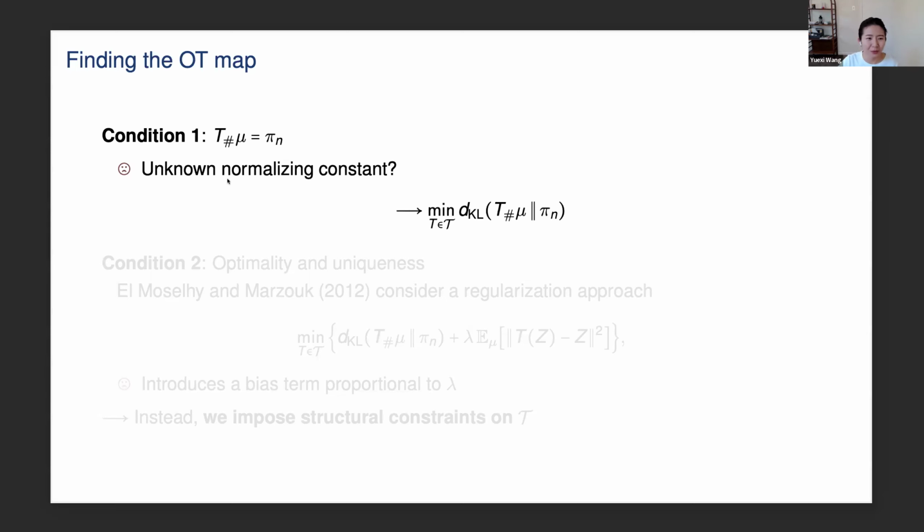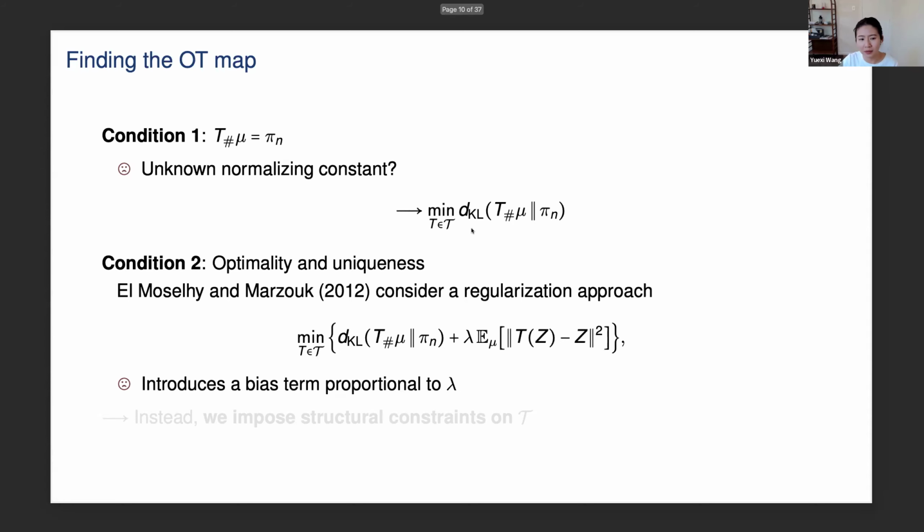So let's go back to how you find the OT map. This is not a directly invertible solvable object, and you have an unknown normalizing constant. And the solution is really easy. I use the variational Bayes loss function. I try to minimize the KL loss between the transformed distribution and my target distribution. And then the normalizing constant will drop out of the optimization program.